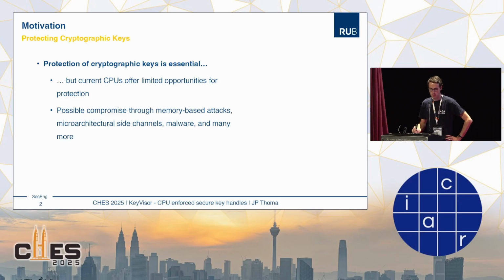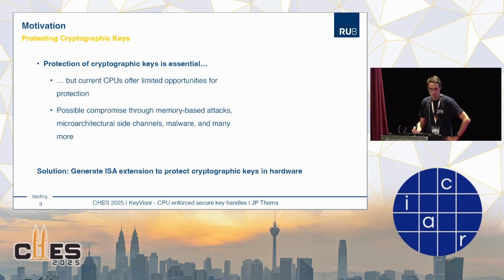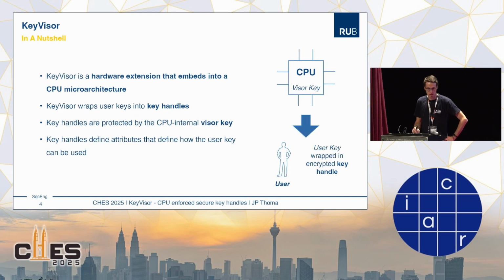So the question we ask ourselves is really, what can we do to make CPUs help us protecting secret keys? Our solution is called KeyVisor. It's an instruction set architecture extension that protects the keys in hardware. In a nutshell, it works as follows. The KeyVisor extension embeds into the CPU microarchitecture.